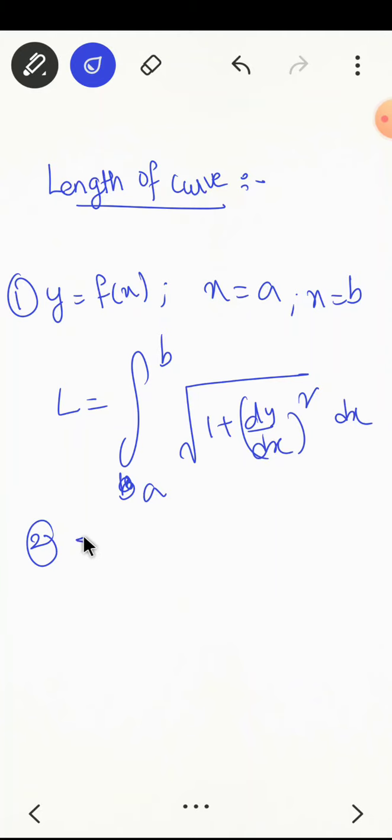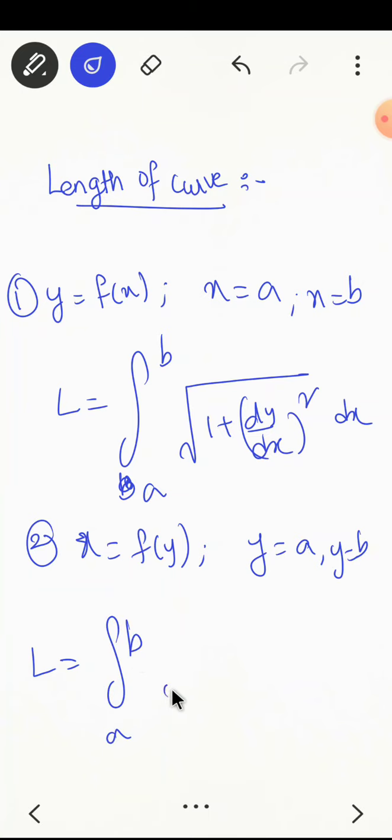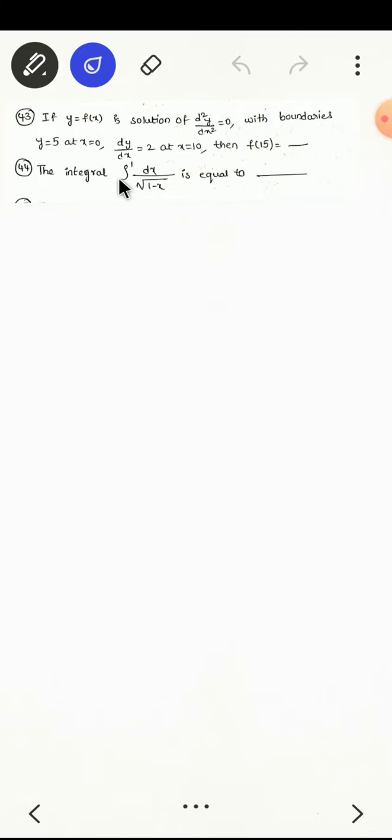Then if x equals a function of y, in that case y will be varying from a to b, and the length of the curve can be given as the integral from a to b of root over 1 plus (dx by dy) whole square into dy. Okay, so remember this formula, it is very easy. Then let us solve problem number 44.